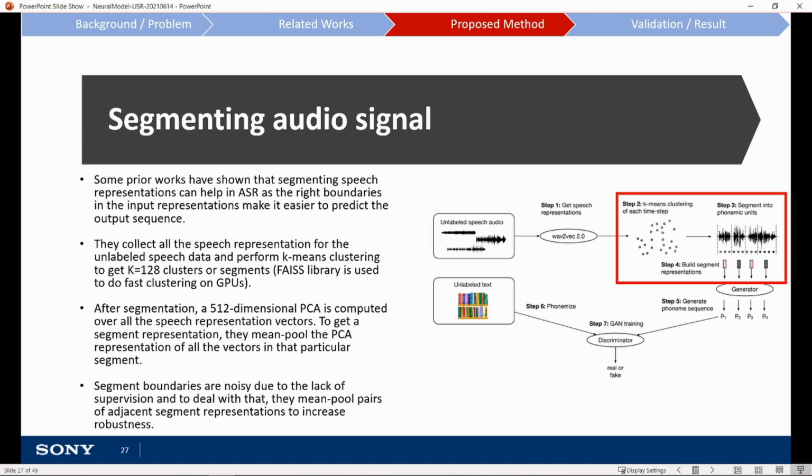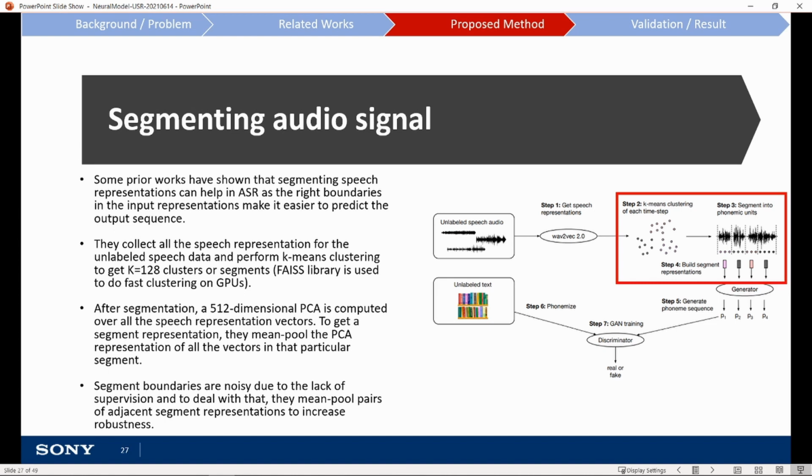So after obtaining the speech representation from wav2vec 2.0, they further segment the audio signals. Now, some prior works have shown that segmenting speech representations can help in ASR, as the right boundaries in the input representation make it easier to predict the output sequence. So they collect all the speech representations for the unlabeled speech data and perform k-means clustering to get 128 segments.